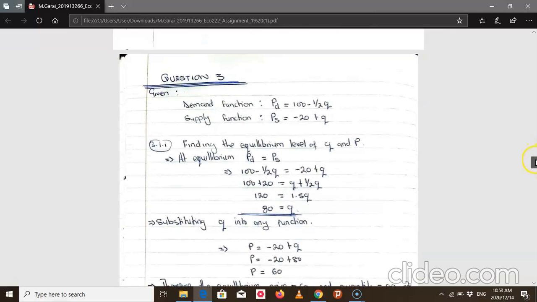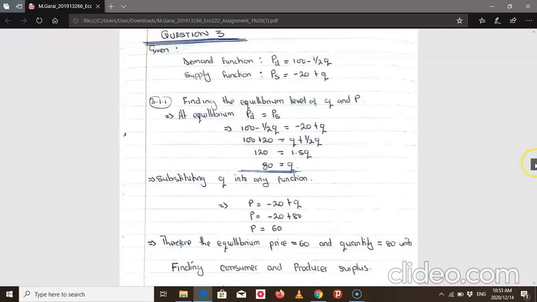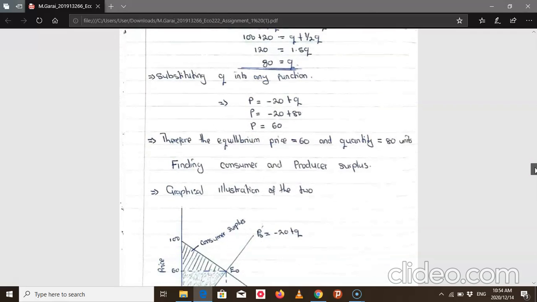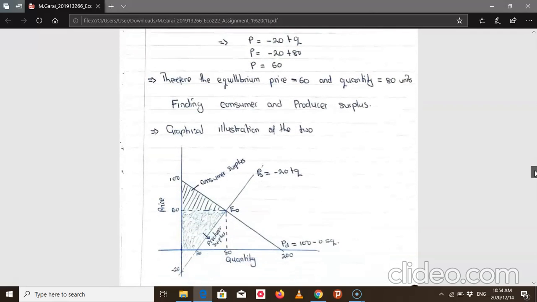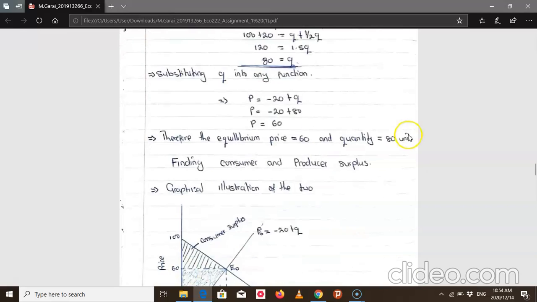Then question 3, they give the demand and supply function, and we know how to calculate equilibrium. At equilibrium, PD is equal to PS, which is the price, and QD is equal to QS. So you solve for Q and for P, and I won't tell you how to solve this because you know. Then after solving for P and Q, for you to understand, you have to draw some kind of graph, right?